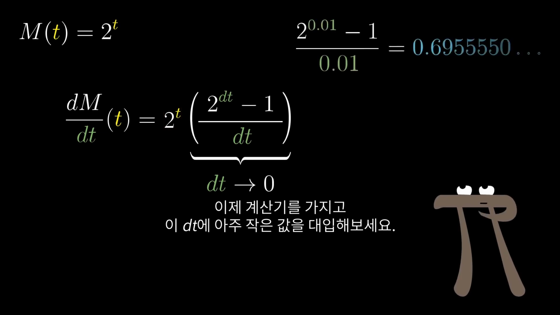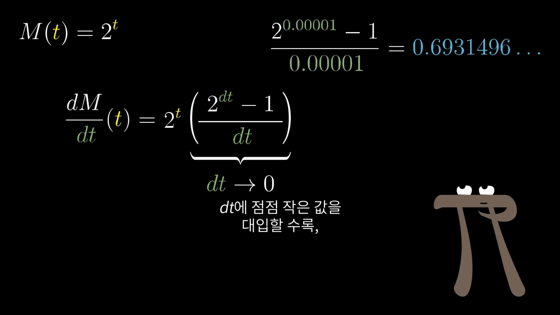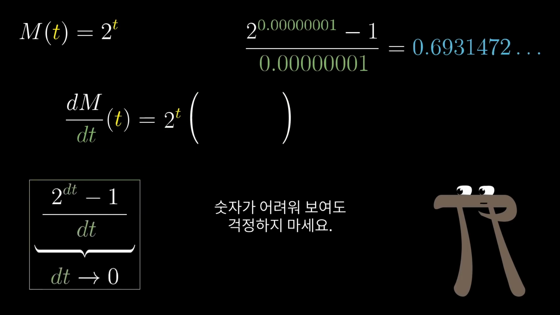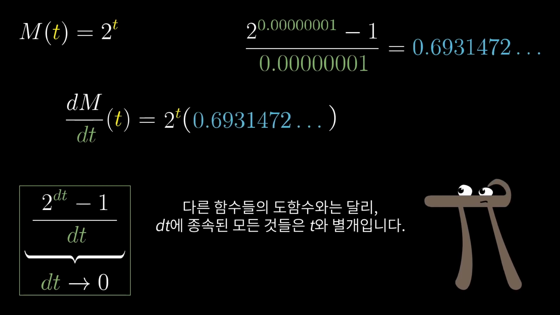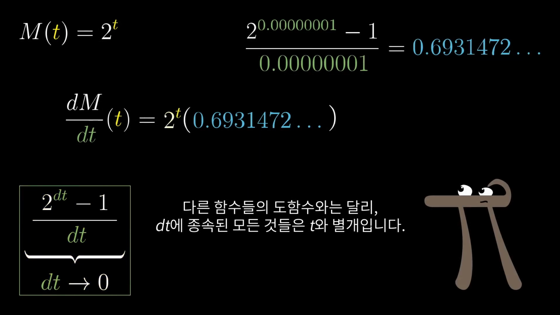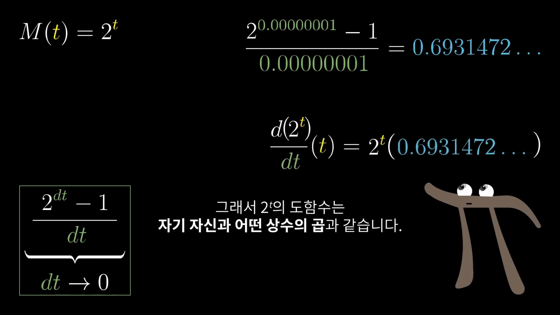It doesn't depend on the actual time where we started. You can go off to a calculator and plug in very small values for dt here. For example, maybe typing in 2 to the 0.001 minus 1, divided by 0.001. What you'll find is that for smaller and smaller choices of dt, this value approaches a very specific number, around 0.6931. Don't worry if that number seems mysterious. The central point is that this is some kind of constant. Unlike derivatives of other functions, all of the stuff that depends on dt is separate from the value of t itself. So the derivative of 2 to the t is just itself, but multiplied by some constant.